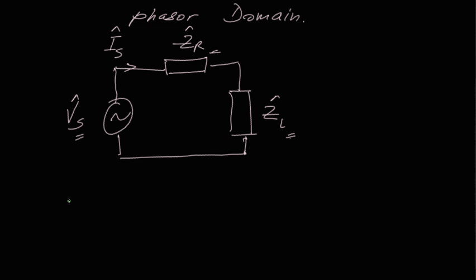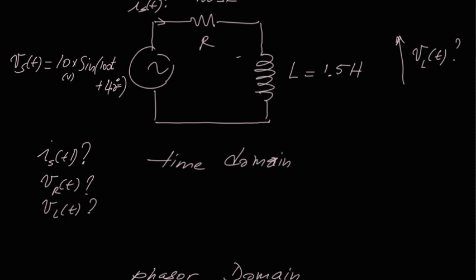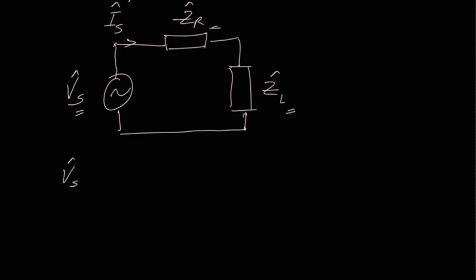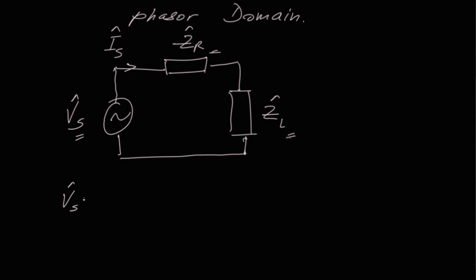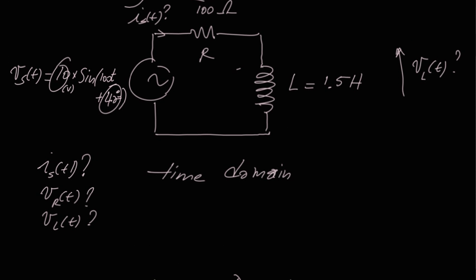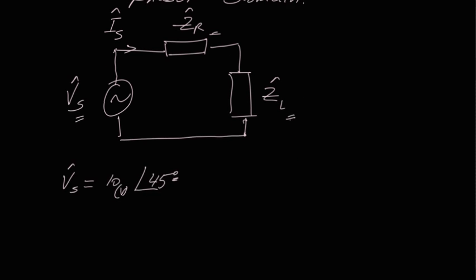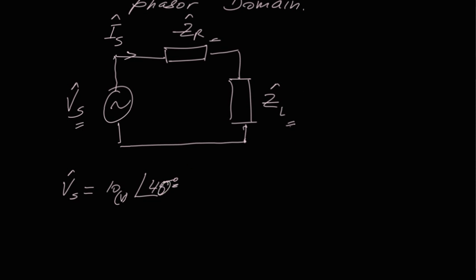Let's start with the simplest of the two, which is Vs. If I go back to the expression of Vs, the maximum is 10 volts, and the phase shift is 40. So we can very easily simply say that in the phasor domain, Vs is 10 volts, and the phase shift for that one is 40 degrees.